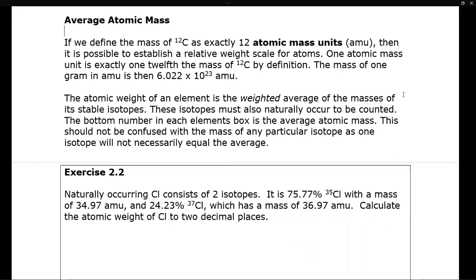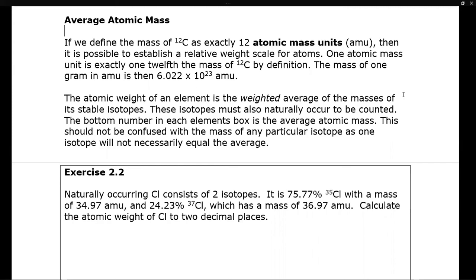Chlorine exists in 2 isotopes: 75.77% chlorine-35, with a mass of 34.97 AMUs, and the other isotope, 24.23% chlorine-37, which has a mass of 36.97 AMUs. Calculate the atomic weight to 2 decimal places.